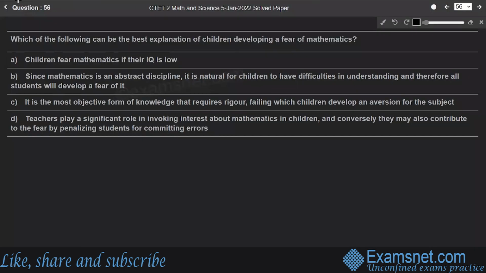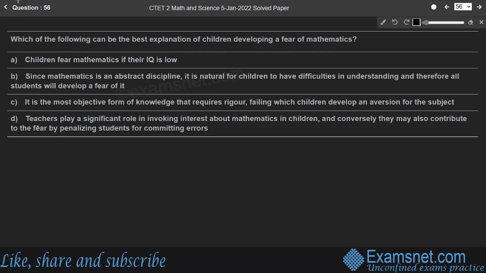Question 56. Which of the following can be the best explanation of children developing a fear of mathematics? Option A: Children fear mathematics if their IQ is low. Option B: Since mathematics is an abstract discipline, it is natural for children to have difficulties in understanding, and therefore all students will develop a fear of it. Option C: It is the most objective form of knowledge that requires rigor, failing which children develop an aversion for the subject.